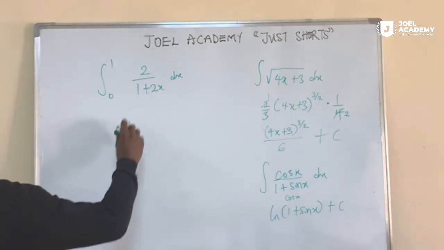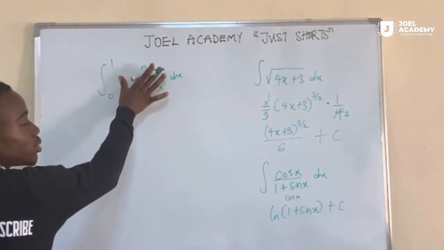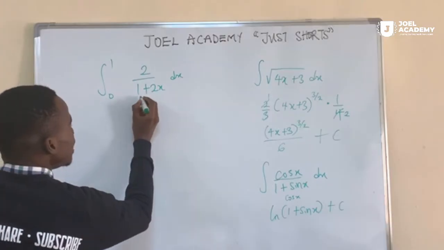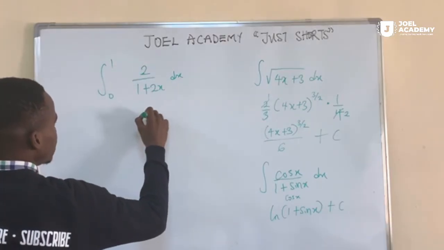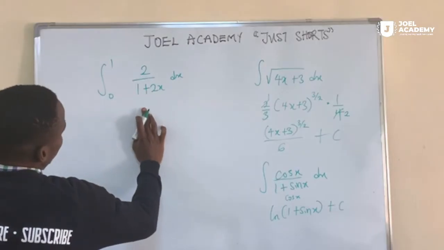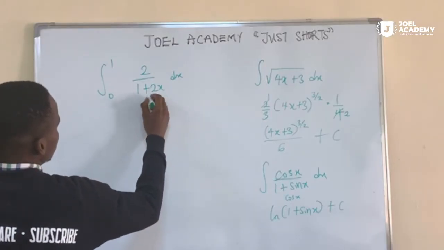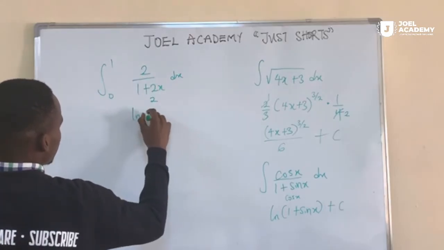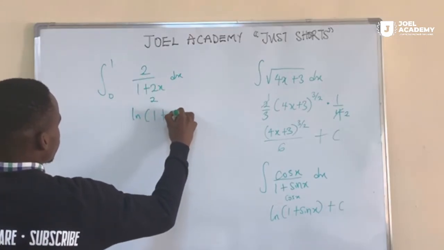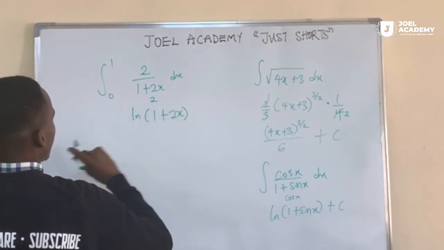So this is what happens. If you have something over something, try: if you differentiate and it gives you something related to this, the answer is what? Ln, right? Yes. When we differentiate, we'll have 2, which is the same thing as this. So we'll be having ln what? 1 plus 2x, right? Yes.